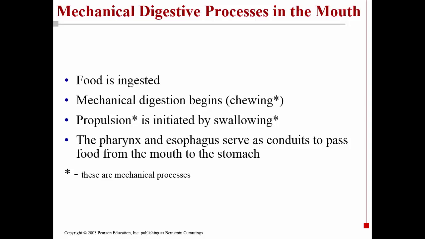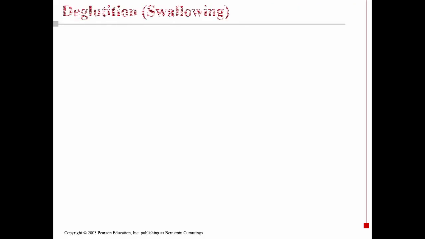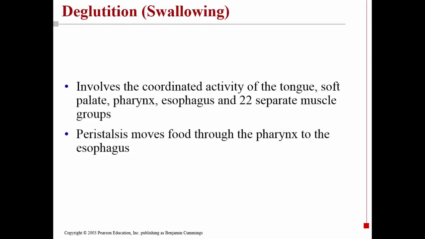Once the food gets to the back of the mouth, it passes through the pharynx or throat and esophagus through the process of peristalsis. Just a few words about swallowing or deglutition. It's actually a fairly complicated process that involves the activities of many muscles, including the tongue, soft palate, pharynx, esophagus, and many other muscles. Food moves through the pharynx and then the esophagus through the process of peristalsis.